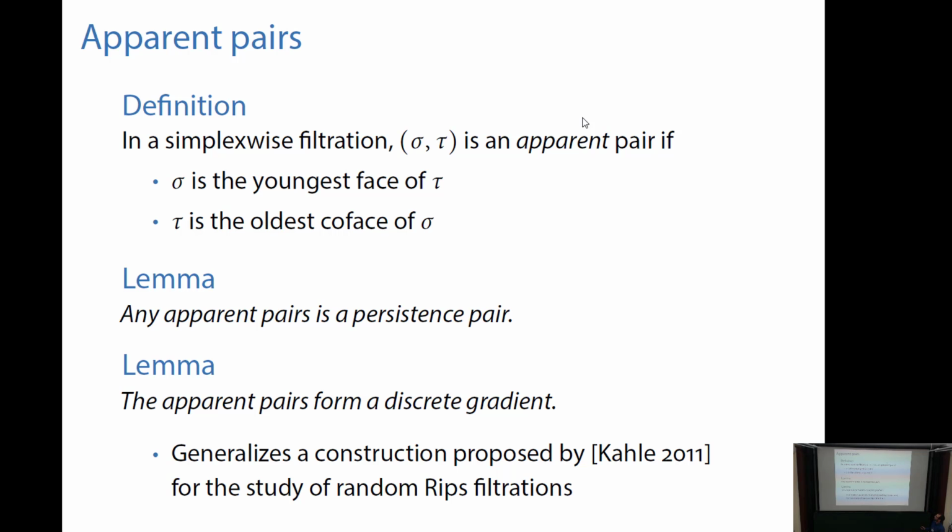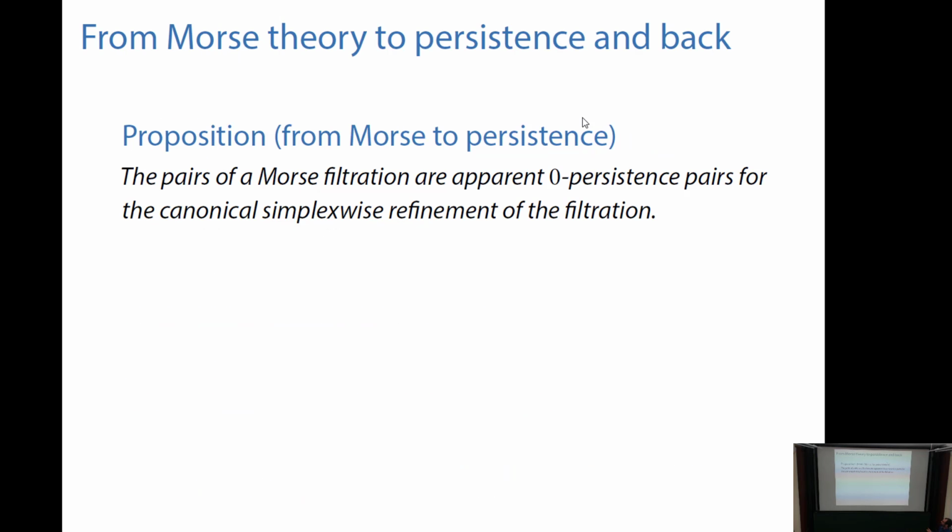The way I came up with this definition is by trying to generalize a construction that was used by Matt Kahle for the study of random Rips filtrations in the supercritical regime. That gave a special case of this, which is very close to what I'm using in Ripser as well. He also found that for this analysis, this construction had the property that it produced very few critical cells, which is also what I'm using in Ripser.